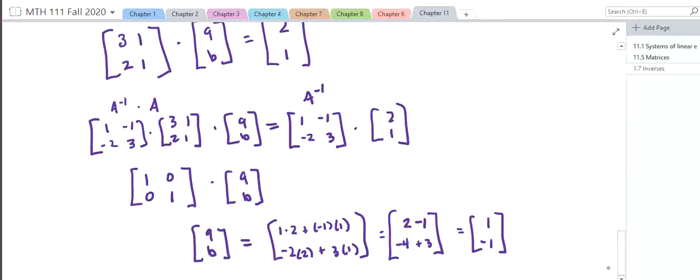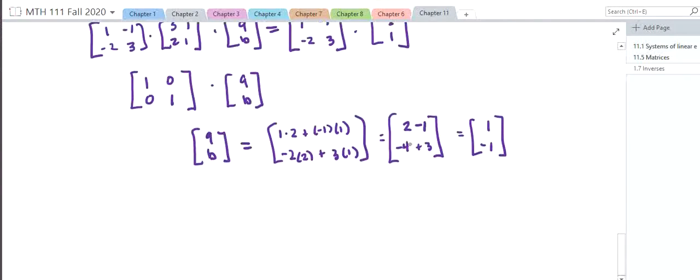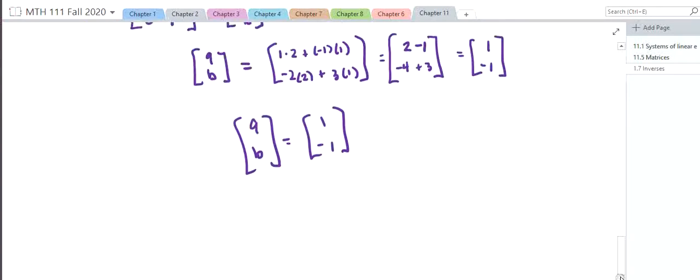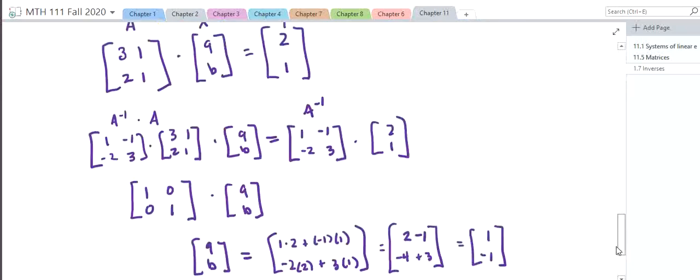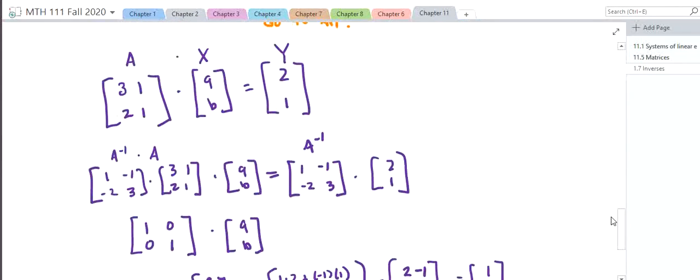So now we're done. What does this say? Well, this says AB equals 1, minus 1. Or A equals 1, B equals minus 1. Pretty slick, huh?